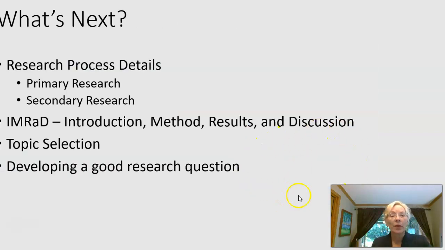Okay, so again, what's next? You're going to be deciding again whether you're doing primary research or secondary research. We'll talk about that shortly. We'll talk about IMRAD. That's a way of saying introduction, method, results, and discussion. You'll be choosing your topic and developing a good research question. So that's the primary goal of beginning this course at this point.